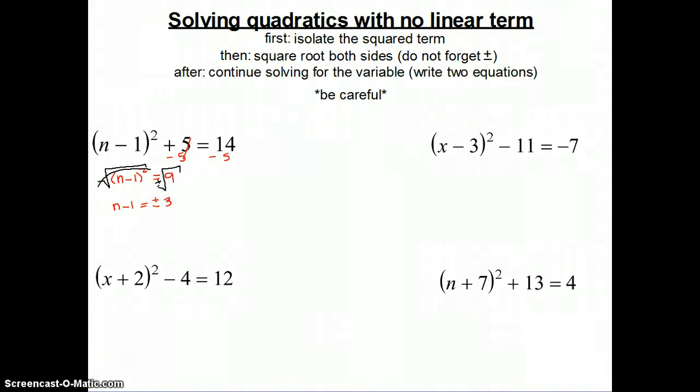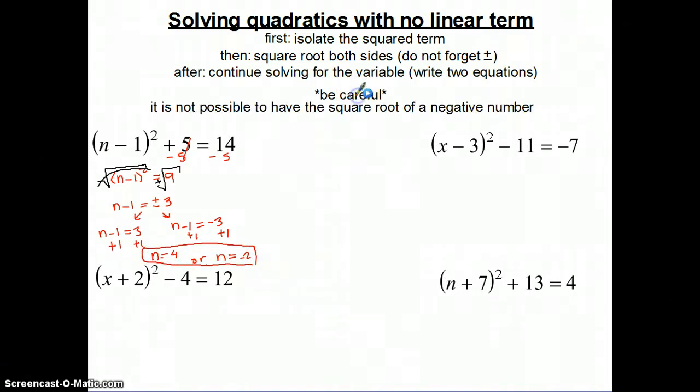From here, I continue solving for the variable. But before I can do so, I need to write two equations. First, I have n minus 1 equals positive 3, and second, I have n minus 1 equals negative 3. Now, I can go ahead and add 1 to both sides of each equation to find my two solutions. So adding 1, I find that n equals 4. And on the right, adding 1, I find that n will equal negative 2. So my two answers are n may equal positive 4 or negative 2.